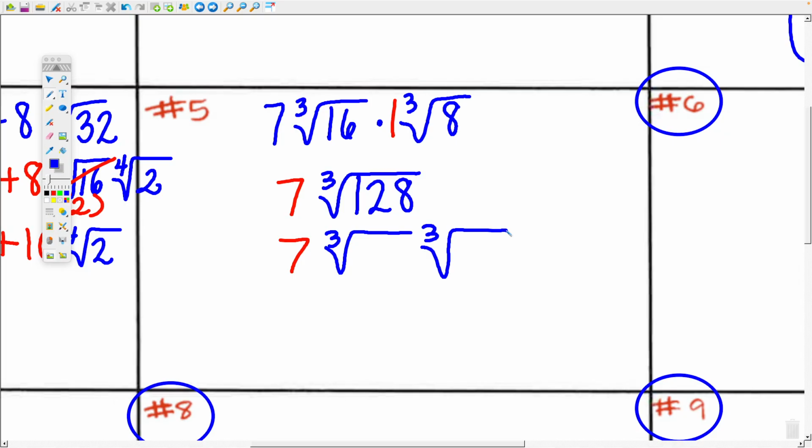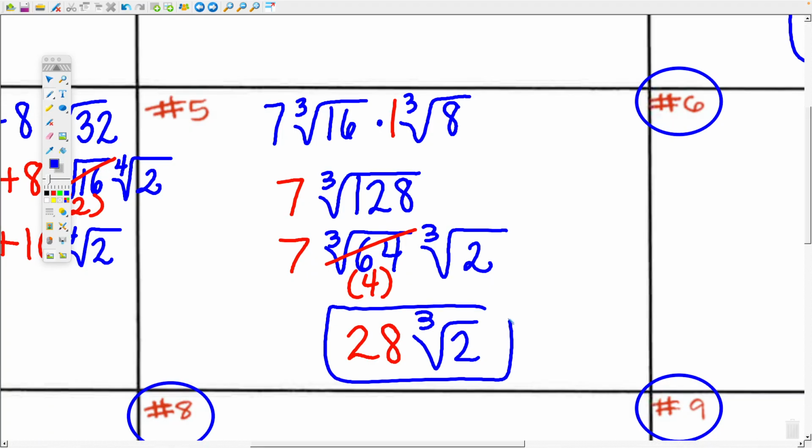So I'm going to have 64 and 2. And the 64 is perfect. I'm going to say 4th, I'm sorry. The cube root of 64 is 4. So that means I have 4 times 7. And I leave this in the radical. Yes?